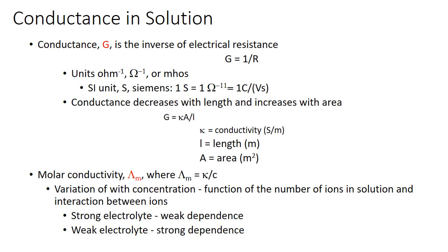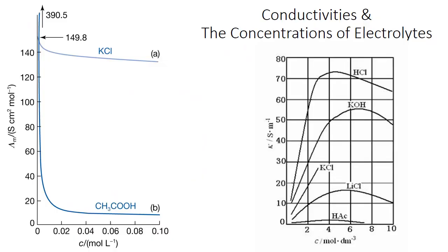So here there are 2 points. The solution may have 2 types of electrolyte: strong electrolyte or weak electrolyte. According to that, we will get the value of conductivity from the conductivity cell. Debye, Huckel and Onsager studied the effect of concentration of electrolytes on conductivities.